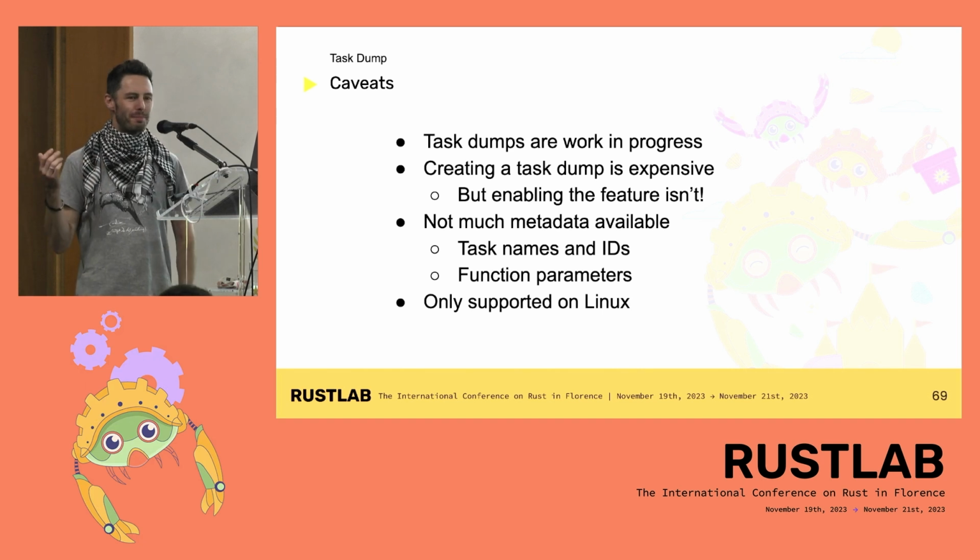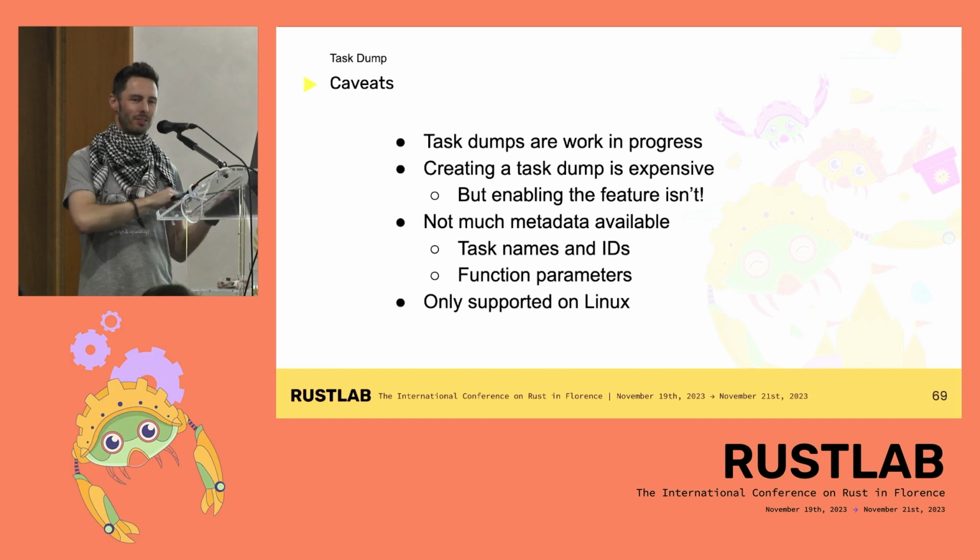There isn't so much metadata available. Key for me, as somebody who works a bit more on Tokio Console, task names and IDs aren't available yet. I mean, they will be. Function parameters are also not available. So these are the sort of things that will make it much more useful. And for weird reasons with respect to backtrace offsets, it's only supported on Linux at the moment.